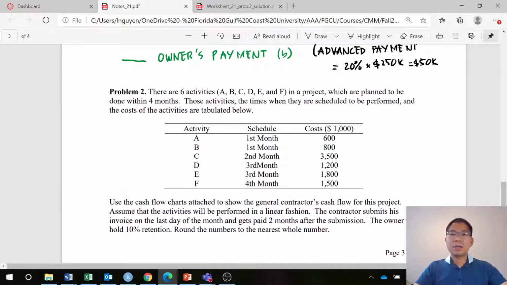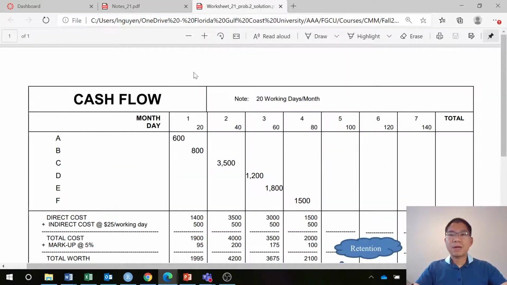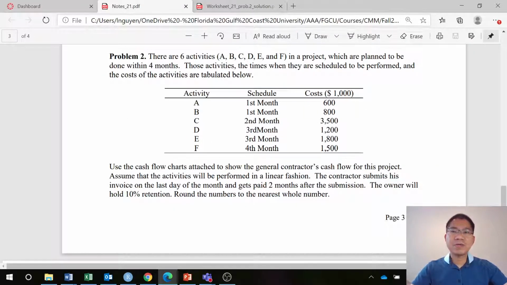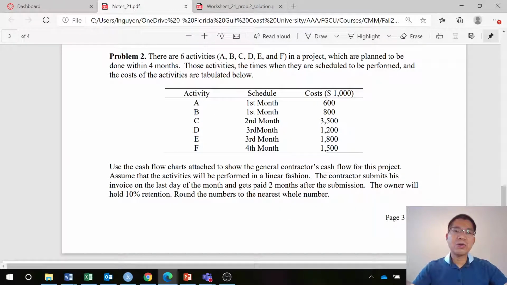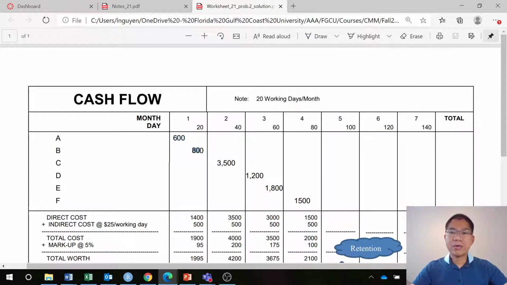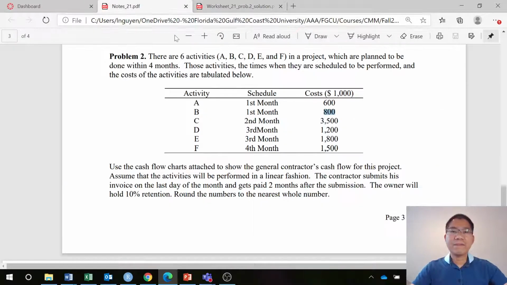Now let me show the walkthrough of the problem I already prepared and made available on Canvas. Activity A, as you can see there, is 600,000 in the first month. Activity B, 800,000 in the first month. Similarly, we have C, 3,500,000 in the second month. D, 1,200,000, and E, 1,800,000, both in the third month.